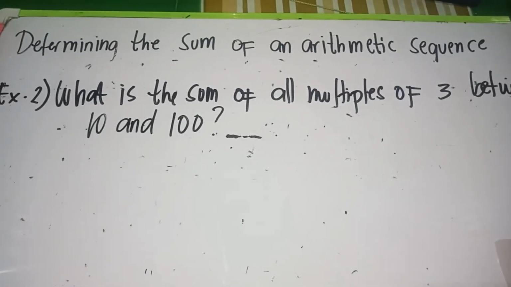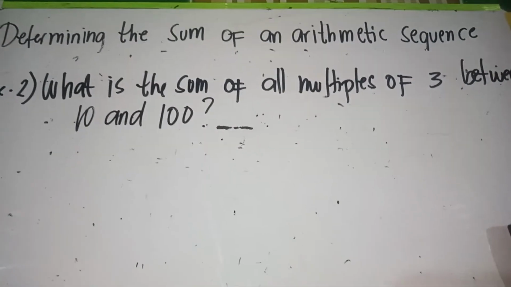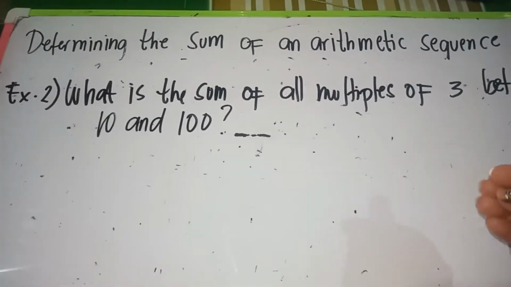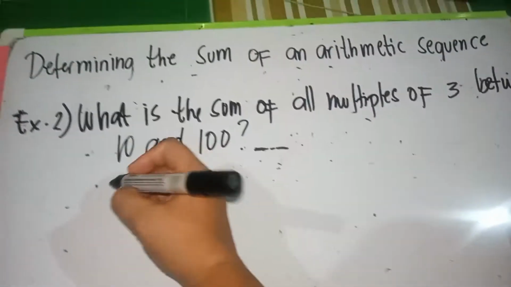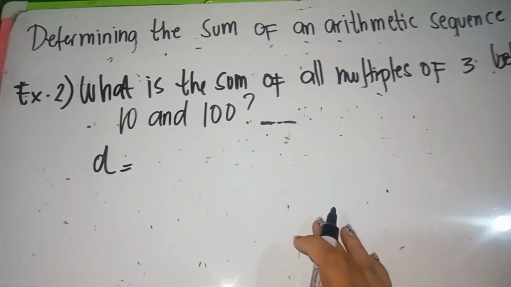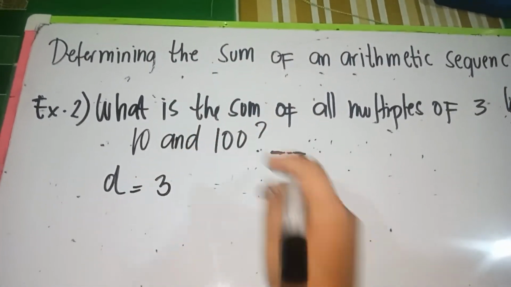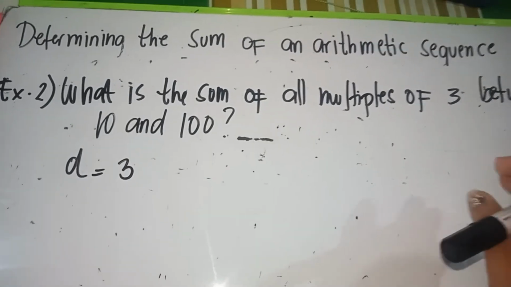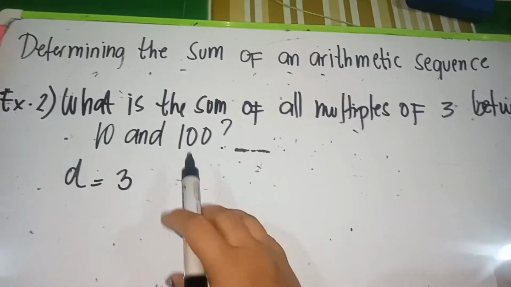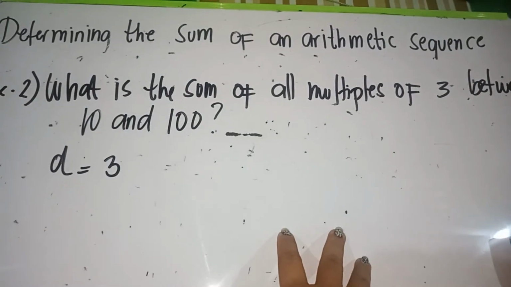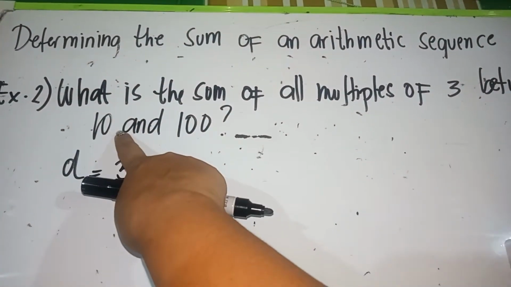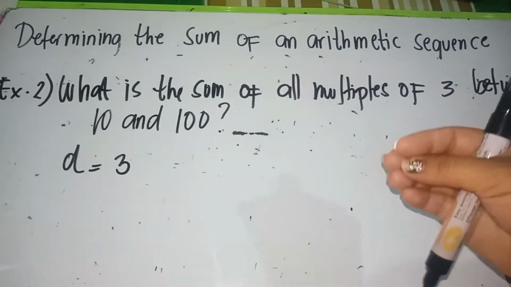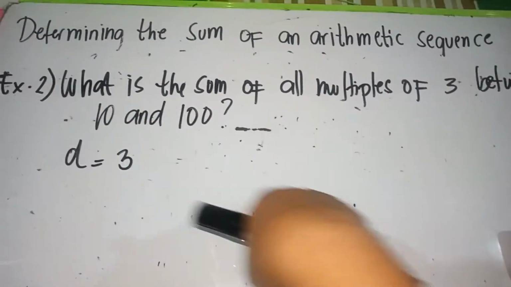So, before we proceed, of course, we should write all the given. So, we have 3. That means if they are multiples of 3, automatically, that will be our common difference. So, our common difference is equal to 3. Now, between 10 and 100, multiples of 3. That means 10 and 100 are not included, because 10 is not a multiple of 3 and also 100, and when we say between, they are not included.